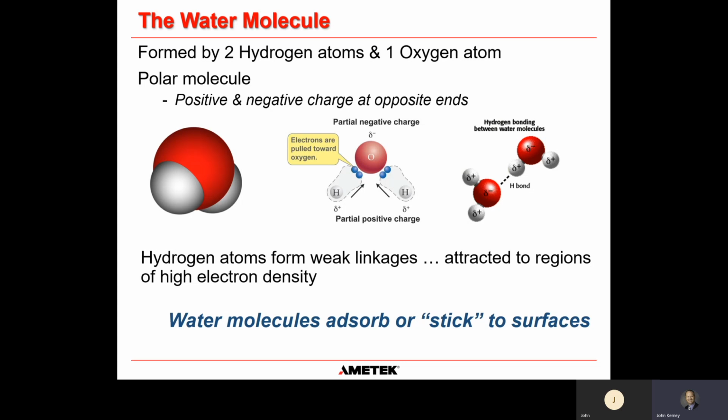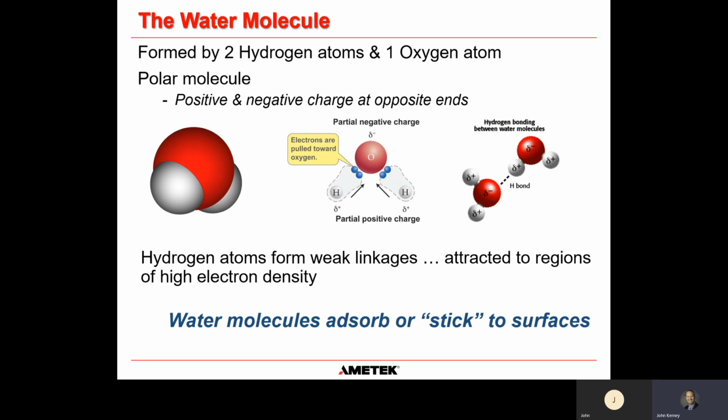So water, as most people know, is formed with 2 hydrogen and 1 oxygen atom. And together they form the water molecule. What happens within the water molecule is oxygen, because of its strong electronegativity, will pull the electrons away from the hydrogen and towards the oxygen atom. And what that sets up in the molecule is a partial negative charge region around the oxygen atom and a partial positively charged region around the hydrogen atoms.